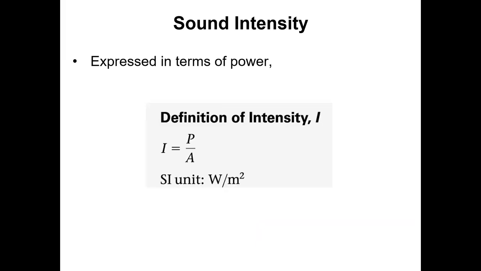So intensity, if we can define it as the power per unit of area. Remember, power is energy per unit of time, so that's joules per second, which we call watts, W. Area is in meters squared, or square meters. So intensity, which is power over area, is watts per square meter.